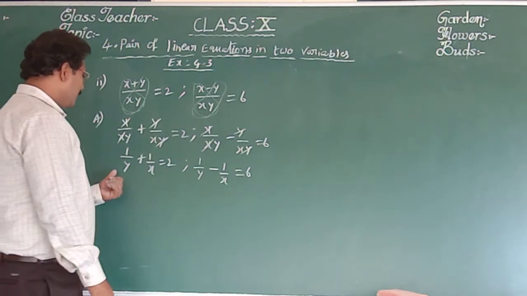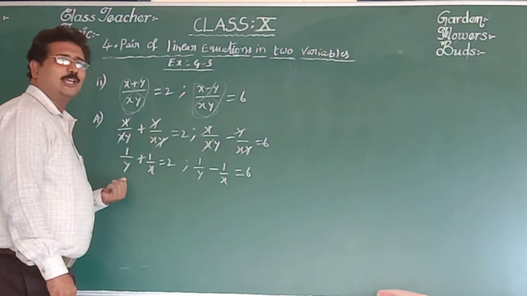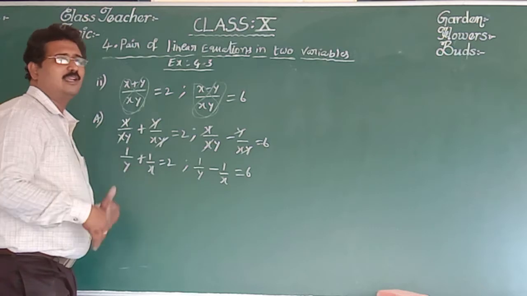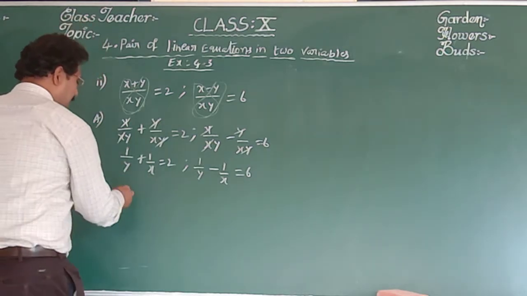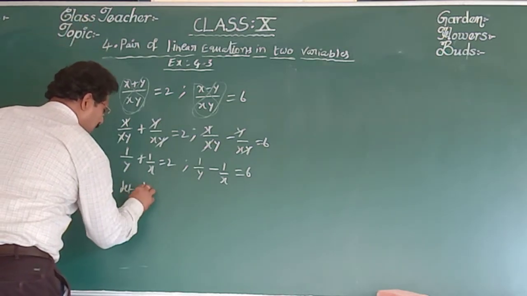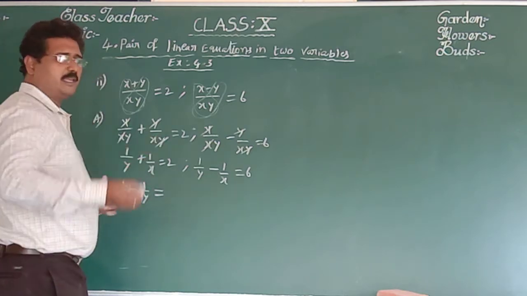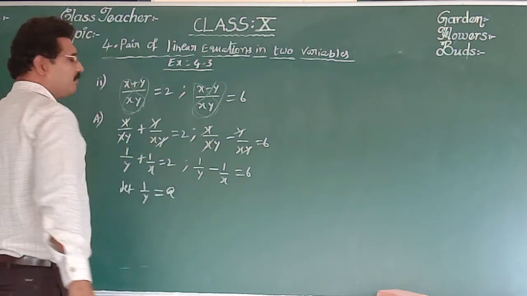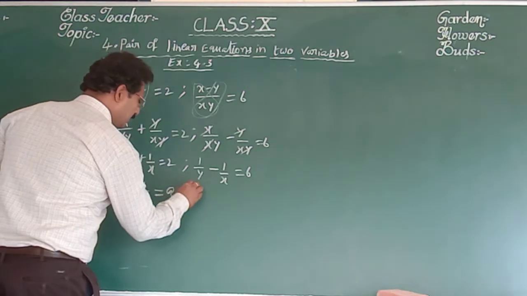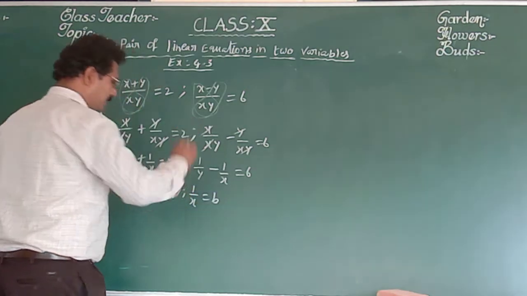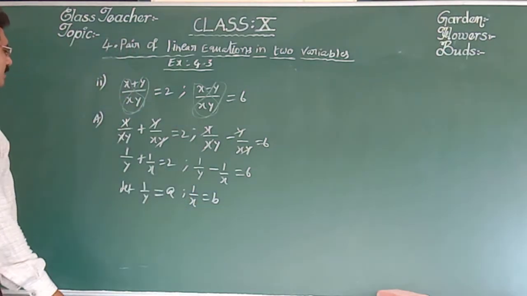Okay, now here, starting 1 by y, don't confuse that. Either you take starting 1 by x or 1 by y, whatever it may be. Now let 1 by y be a, and 1 by x be b.